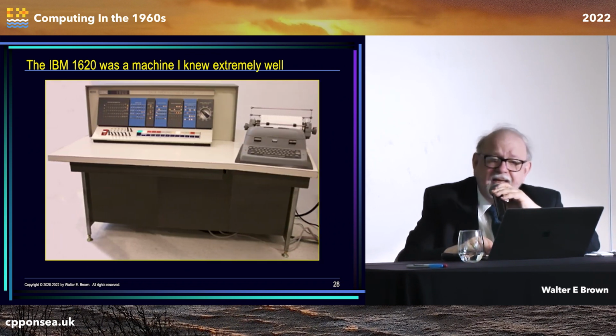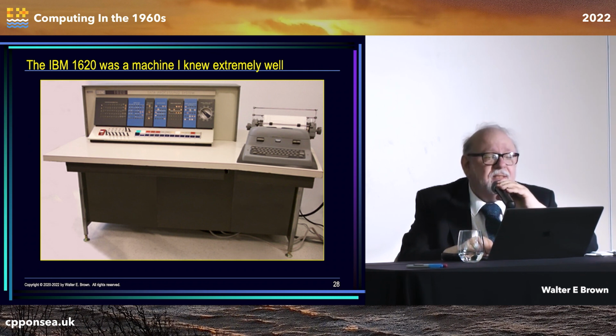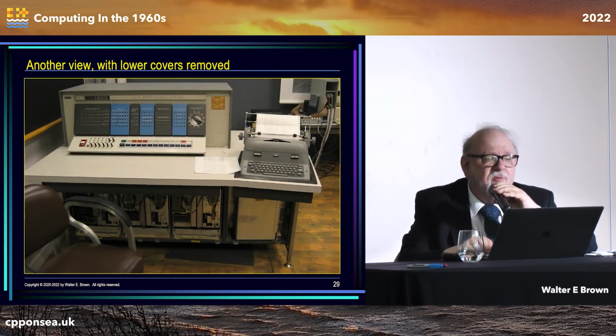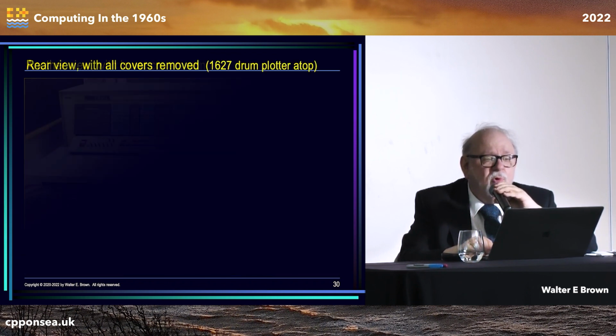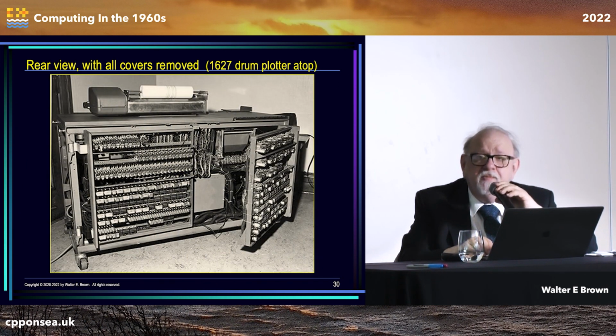Here's a different machine that I got to know extremely well, the IBM 1620, marketed as a small scientific computer. Small. It's the size of a desk. Here's another view. The lower covers are removed to give you a little bit of a better idea of what it looked like inside. And here's one more view from the back with all the covers removed. And this picture happens to also include an image of a Model 1627 drum plotter, which is sitting on top of the cabinet.